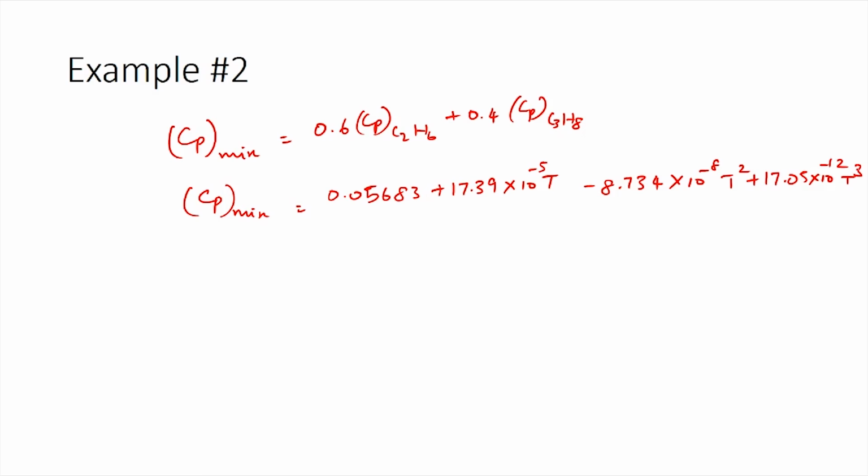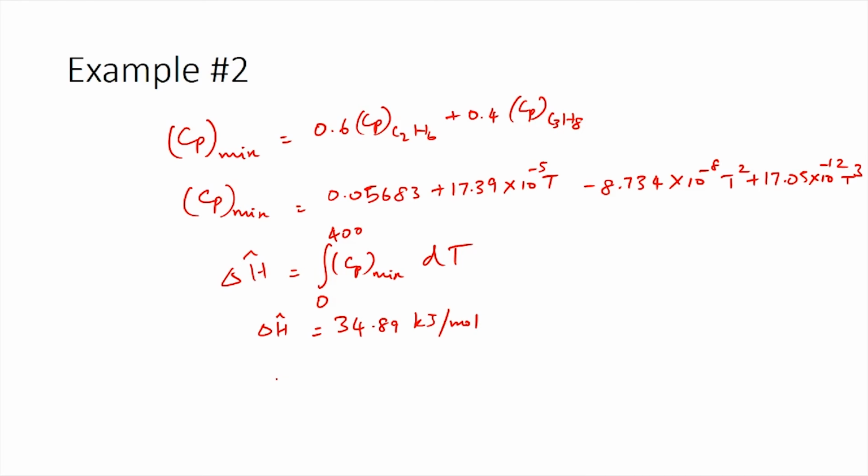Now that we have the Cp of the mixture, the delta H cap value can be calculated as integral Cp of the mixture dT, where the change in temperature is from 0 degrees Celsius to 400 degrees Celsius. So, delta H cap after the integration would be 34.89 kilojoules per mole. One thing you should be careful about is that the temperatures you use should be in the same units as the temperature units of the Cp term. Because you have higher degree polynomials, the integration would lead to an error if you use Celsius instead of Kelvin or Kelvin instead of Celsius.